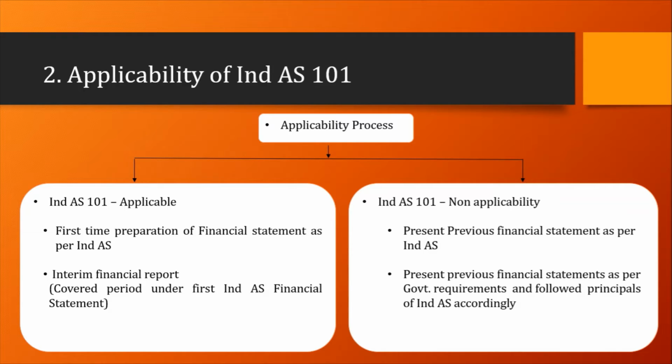Now there are a few others. What are those? The undertakings which presented their previous financial statements as per government requirements, but those financial statements do not follow the full requirement of Ind AS. Number 1, they follow the principles of Ind AS, but the financial statements do not give a complete picture, or you can say an explicit and unreserved statement of compliance with Ind AS. So what does this mean, explicit and unreserved statement?